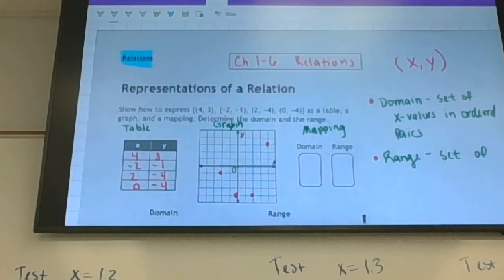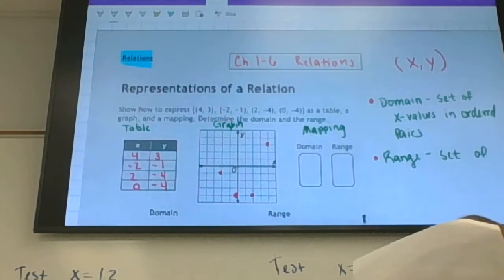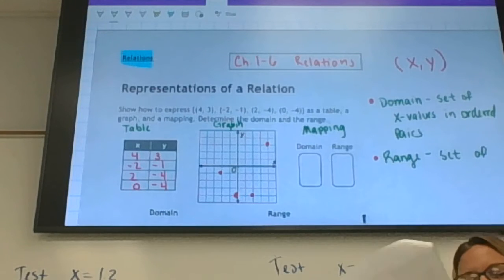No. No, that's a different range. Dominic! No!